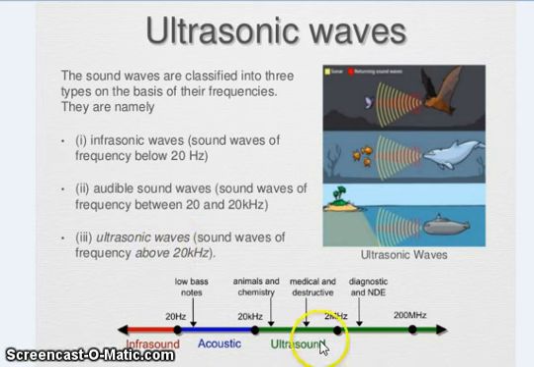So this is the spectrum. This is the infrasonic region, this is the acoustic region, and this is the ultrasound region. These are audible sound waves, ultrasonic waves, and infrasonic waves. 0 up to 20 hertz is infrasonic, 20 hertz to 20 kilohertz is audible sound waves, and about 20 kilohertz to 2 megahertz, we can say these are ultrasonic waves, right?